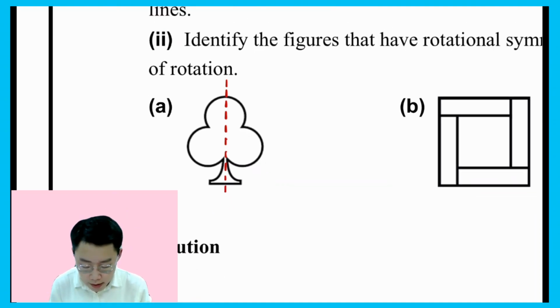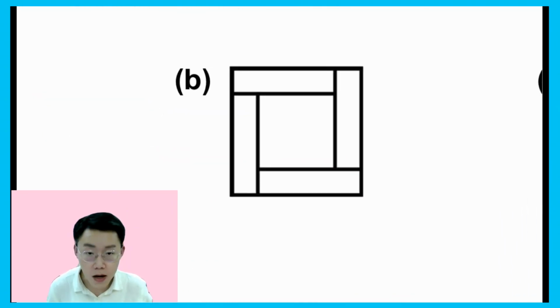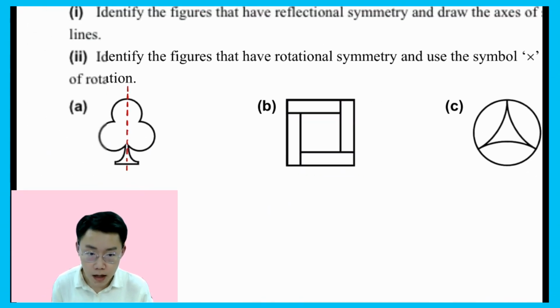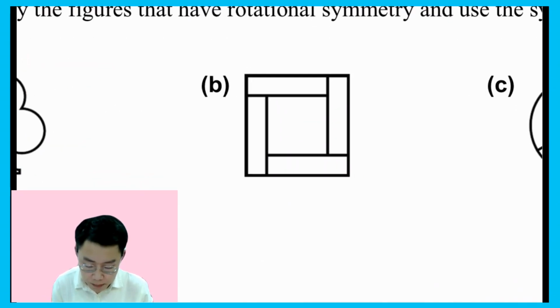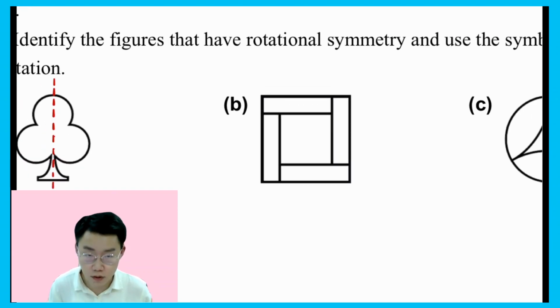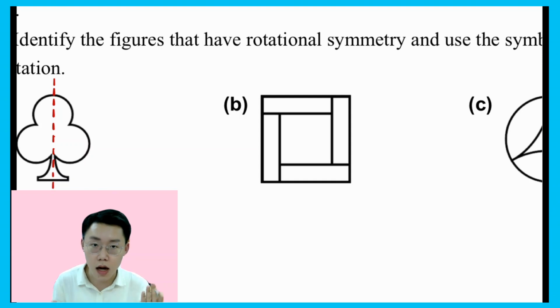Okay, and let's see part B. For this question, although it looks like a square, this figure does not have reflectional symmetry. Okay, for part B, it is not reflectional symmetry, and it cannot coincide completely.